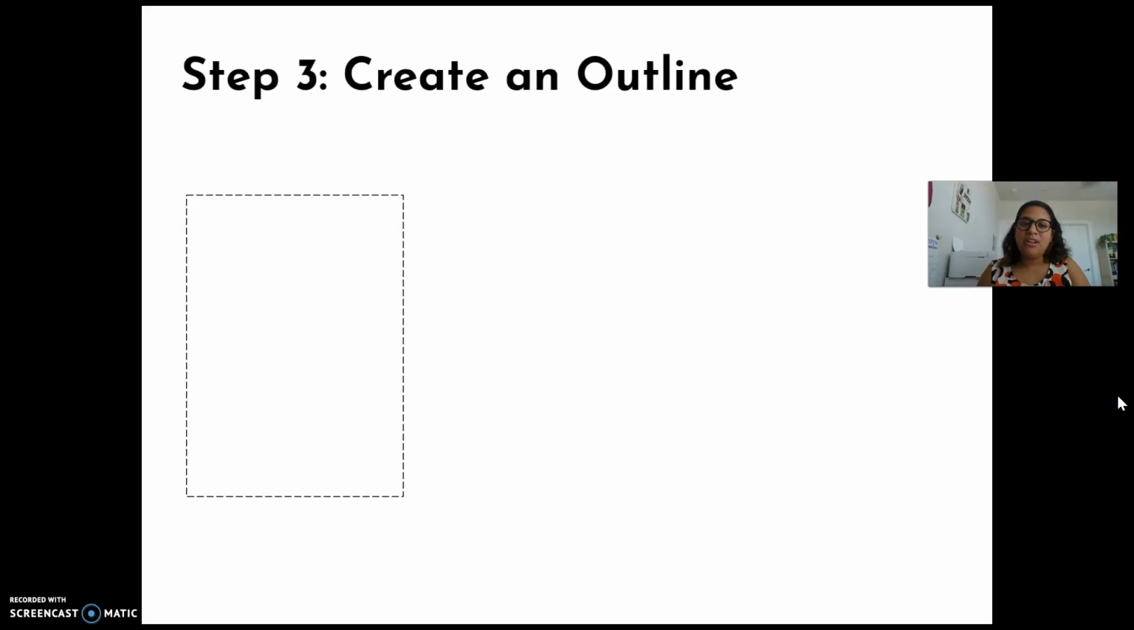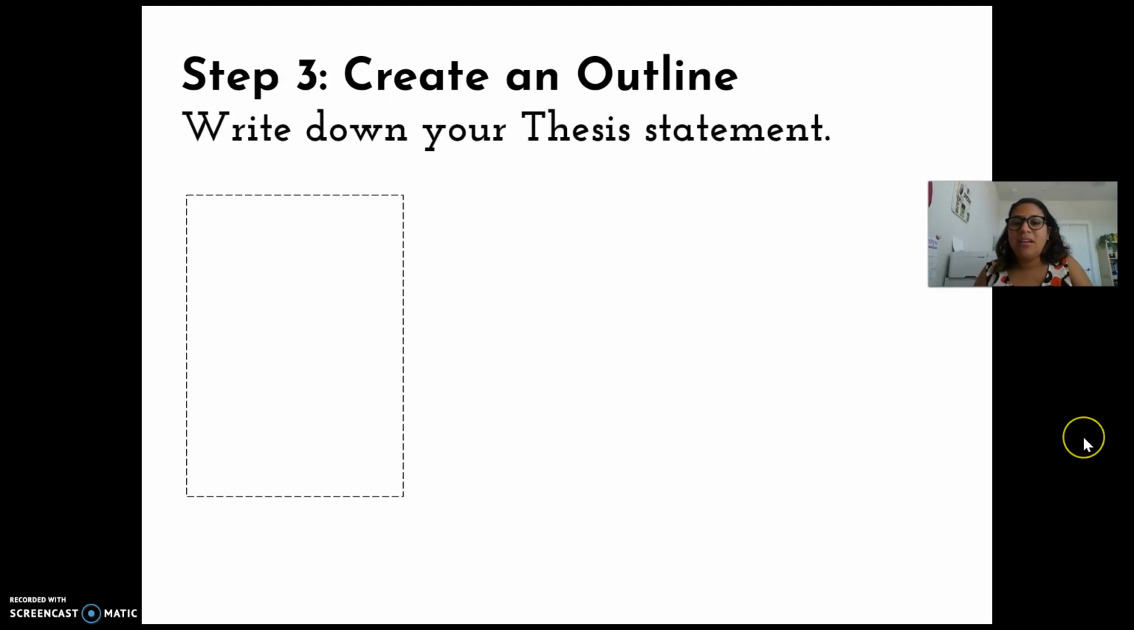Okay, we are now on to step number 3, creating an outline. So now that you've unpacked the prompt, you've already brainstormed on the topic, you have those writing juices flowing through your brain, you are now ready to create an outline. Okay, this is sort of like a map for your essay.